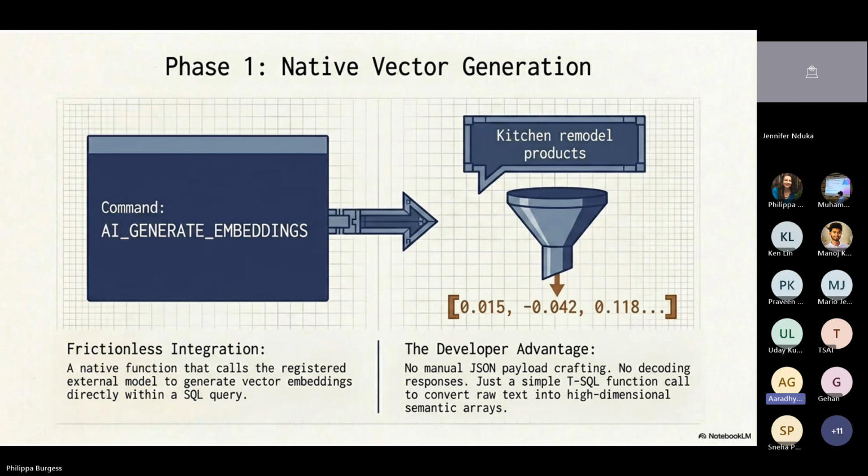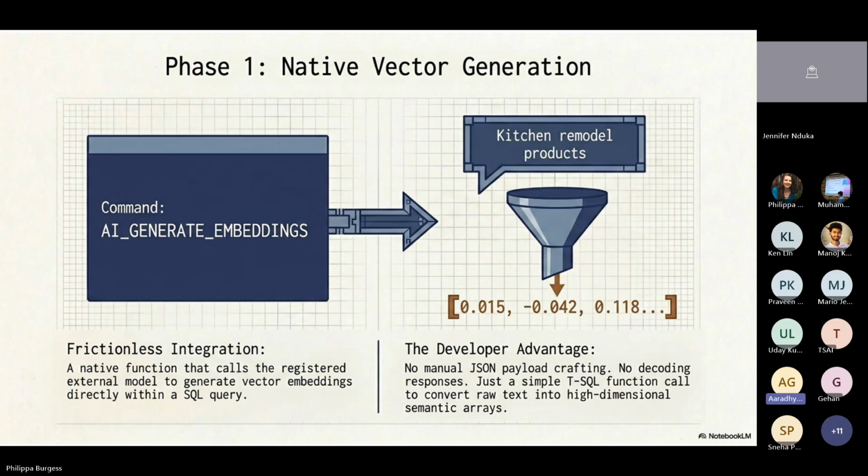What it does is bridge the gap between unstructured human language and the high-dimensional vector map. And the beauty of this design is that it abstracts away all the underlying complexity. As a developer, you don't need to learn a new programming language or manage complex external integration pipelines. If you know how to write standard SQL, you already know how to generate these AI embeddings.